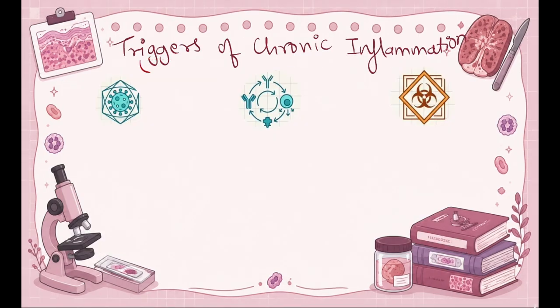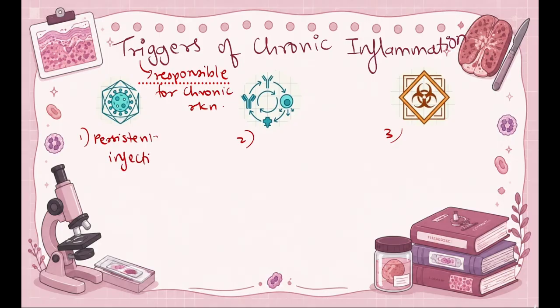Unresolved triggers and hallmarks are responsible for sustaining the reaction. For this condition to last, it requires instigators. These triggers act as the continuous engine of the disease. There are three core categories of unresolved triggers. These are what sustain the inflammatory engine. They are persistent infections, hypersensitivity diseases, and prolonged toxic exposure.